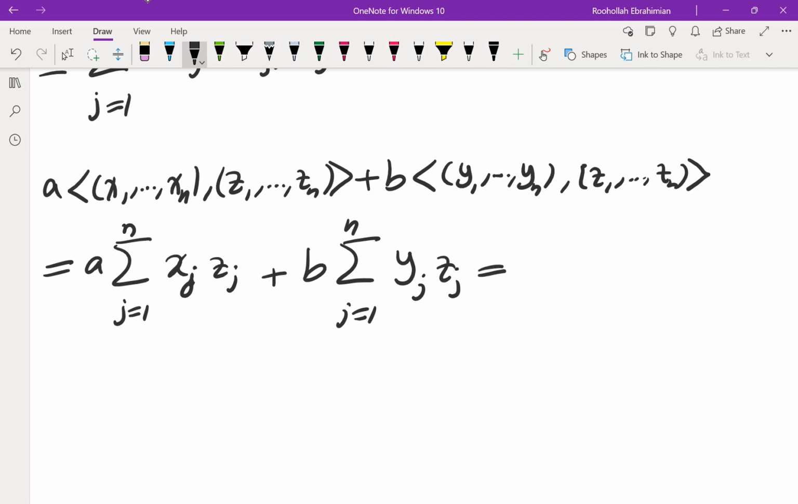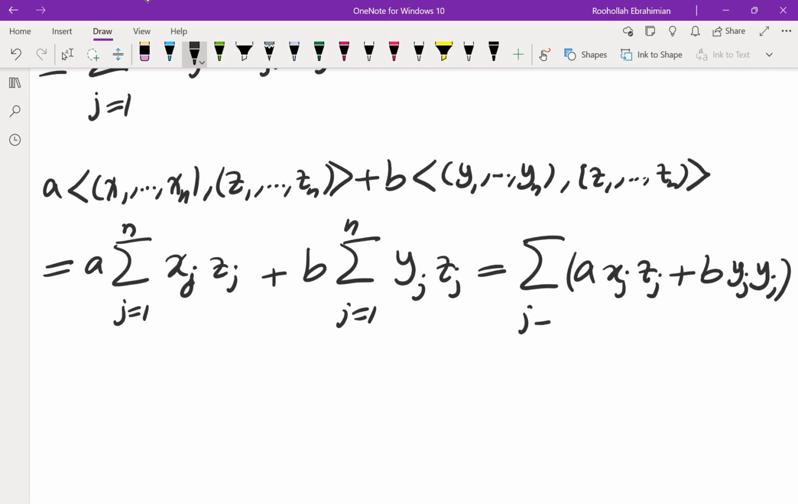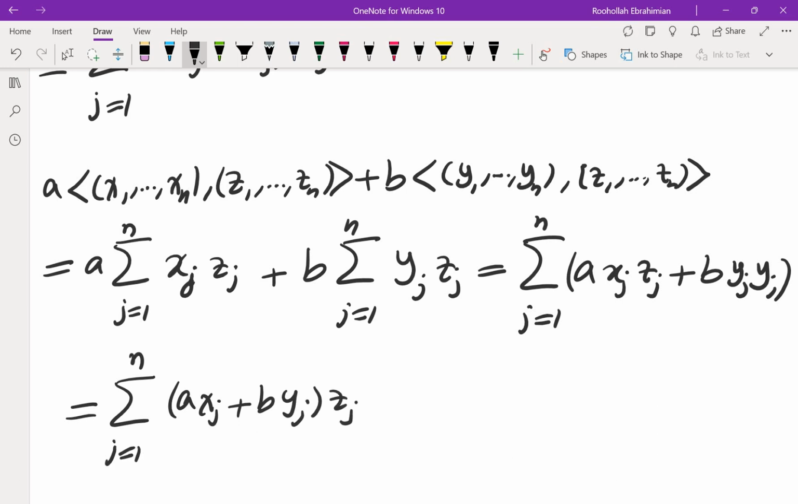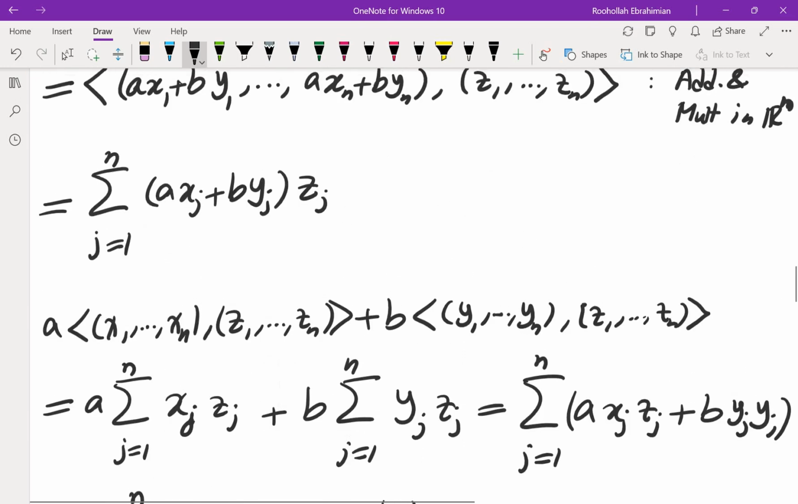Now, because of the distributive law, I can write this as a xj zj, and then I can commute and combine like terms here. So this is the sum j equals 1 to n, and I can factor out zj. I would get a xj plus b yj times zj. And this, by what we found above, is exactly what we wanted.